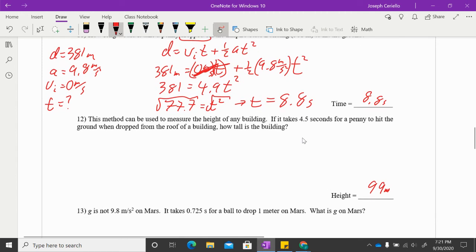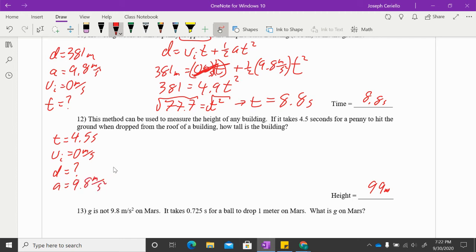All right, so this method can be used to measure the height of a building. So if it takes 4.5 seconds, so there is our time, for a penny to hit the ground when dropped, so we know dropped, so the initial velocity is going to be 0, from a building, how tall is the building? So we're looking for distance, how far it fell, and we know the acceleration is going to be 9.8 meters per second squared. That's the accepted value. Don't use your value from lab. It's not really going to be that accurate.